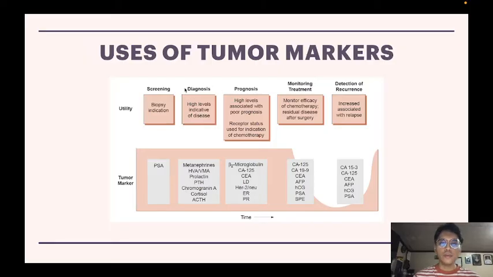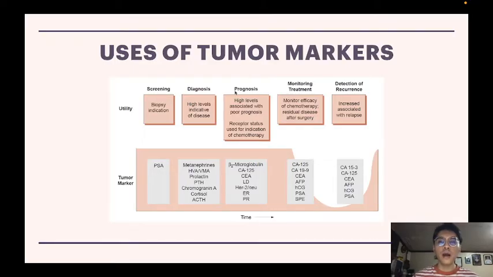And then it can also be used for diagnosis. So for example, mataas ang metanephrines, mataas ang prolactin, it can indicate what type of cancer or what type of disease the patient has. Okay? So later we will be discussing the tumor markers one by one.